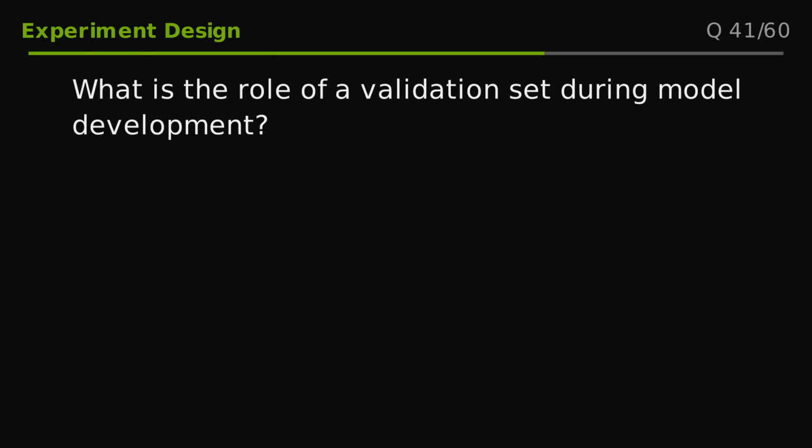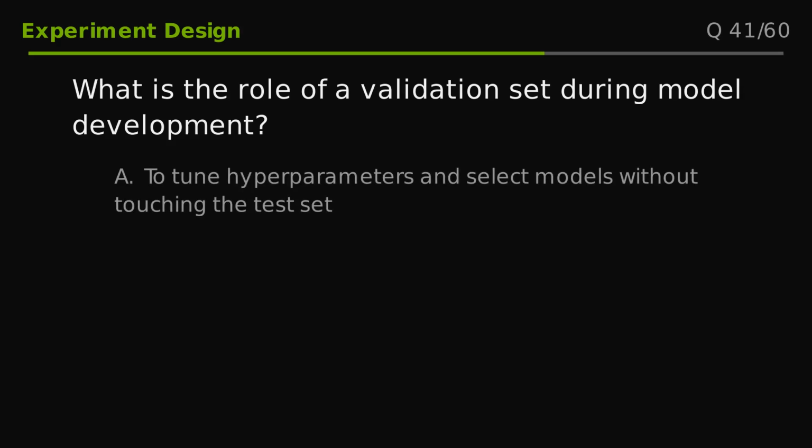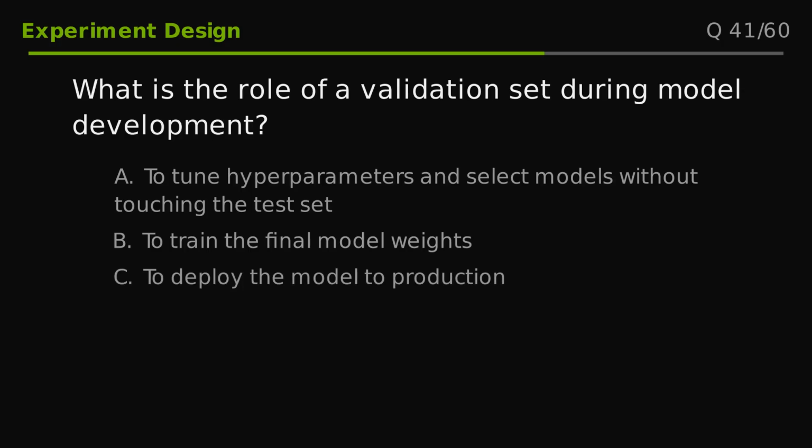Question 41. What is the role of a validation set during model development? Option A. To tune hyperparameters and select models without touching the test set. Option B. To train the final model weights. Option C. To deploy the model to production. Option D. To store data backups.